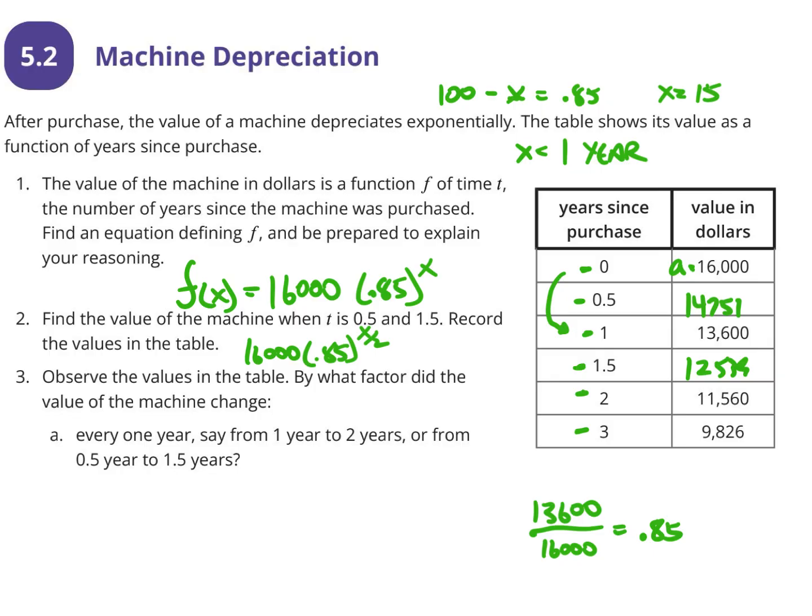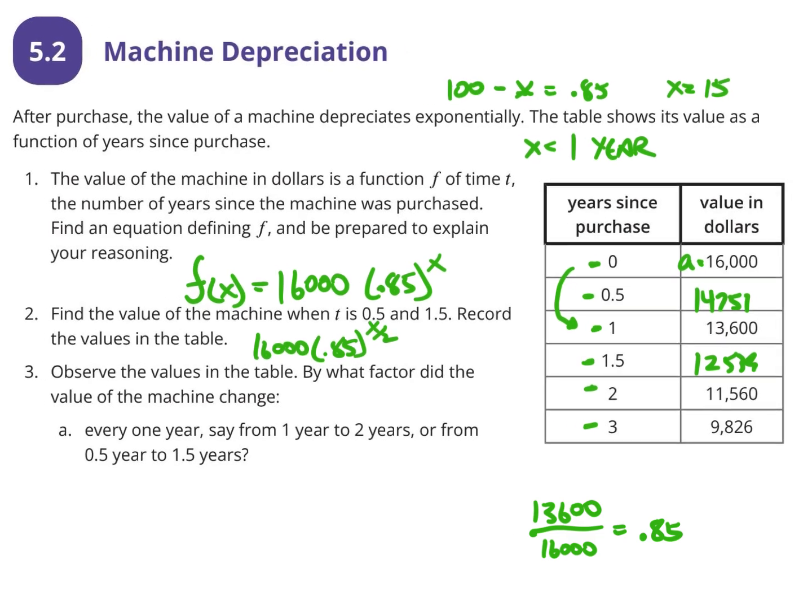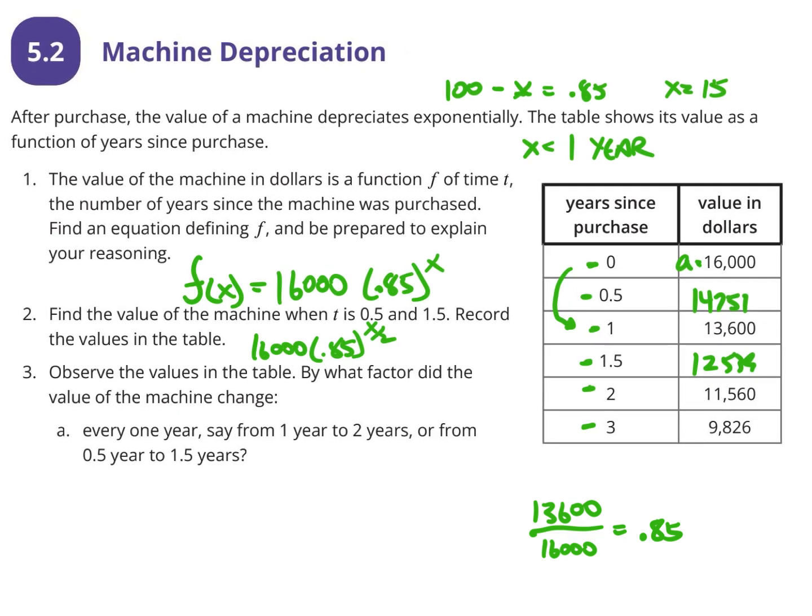So now let us answer question number 3. Observe the values in the table, by what factor? So every 1 year, from 1 year to 2 years, well, 2 minus 1 is 1, so that's a 1 year period. The factor is 0.85 to the 1. And then from 1/2 year to 1.5 years, that's still the same thing. It's 0.85 to the 1. So the time frame is the same. The factor is the same, 0.85.